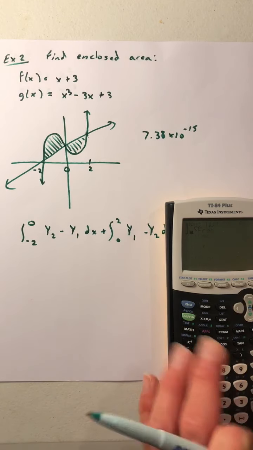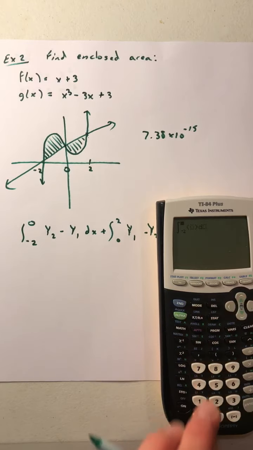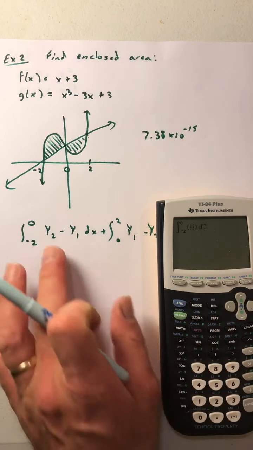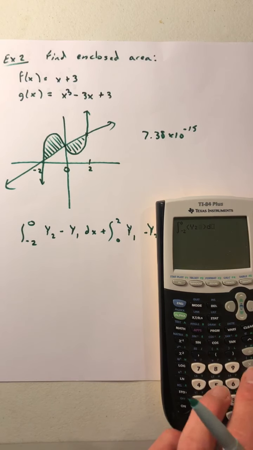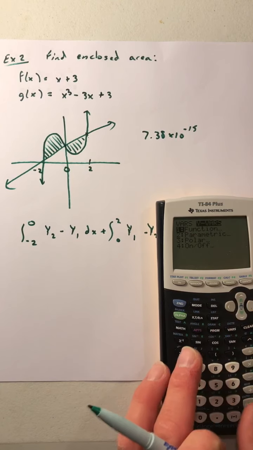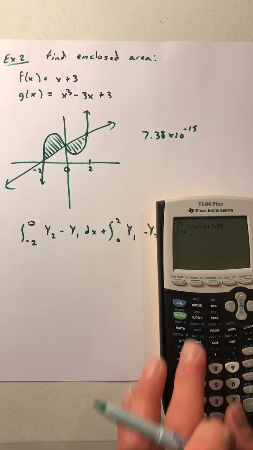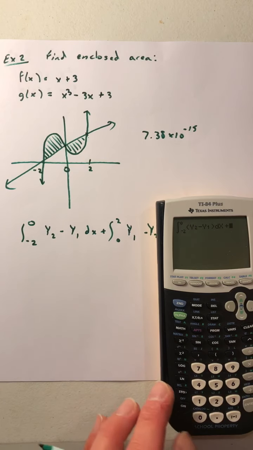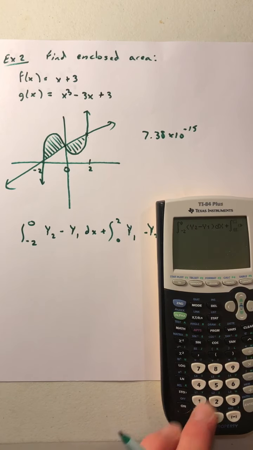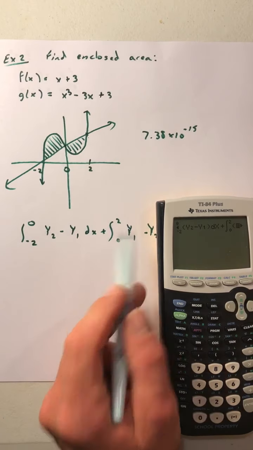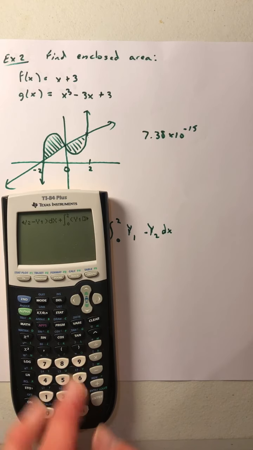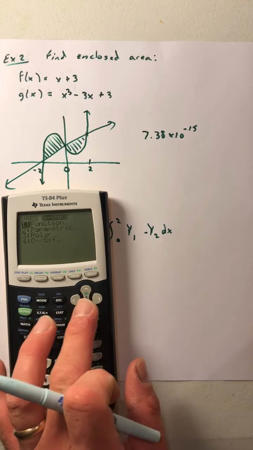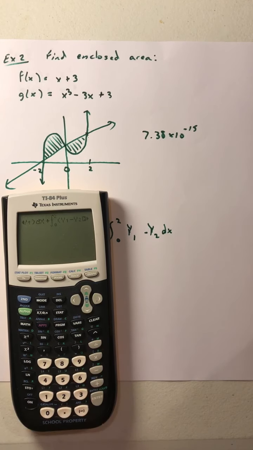So I'm going to go back to my main screen, Math 9. I'm going to go from -2 to 0. Again, I can recall this: y2 in Vars, Y-Vars, Function, y2 minus Vars, Y-Vars, Function, y1 dx. And to that, we're going to add the integration, Math 9, from 0 to 2. Now I'm going to do y1 minus y2, so Vars, Y-Vars, Function, y1 minus Vars, Y-Vars, Function, y2. Again, we're in terms of x, so dx.